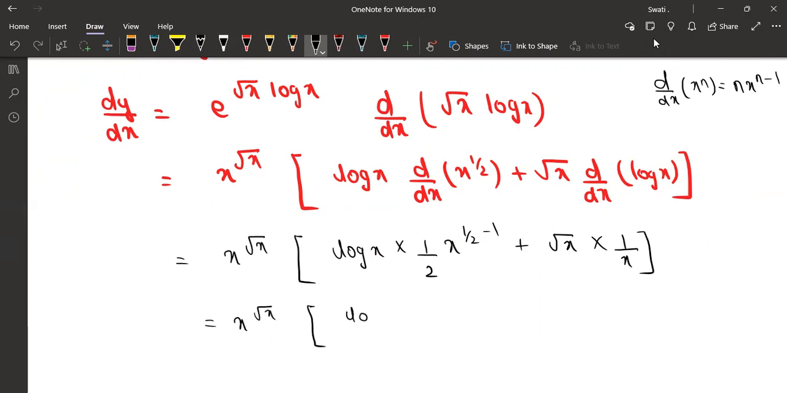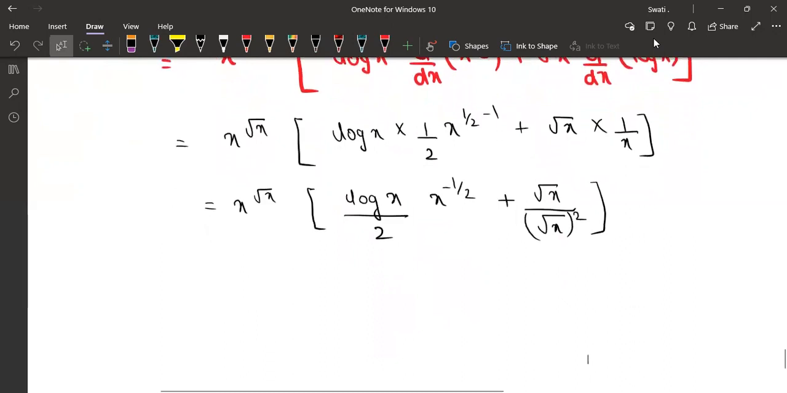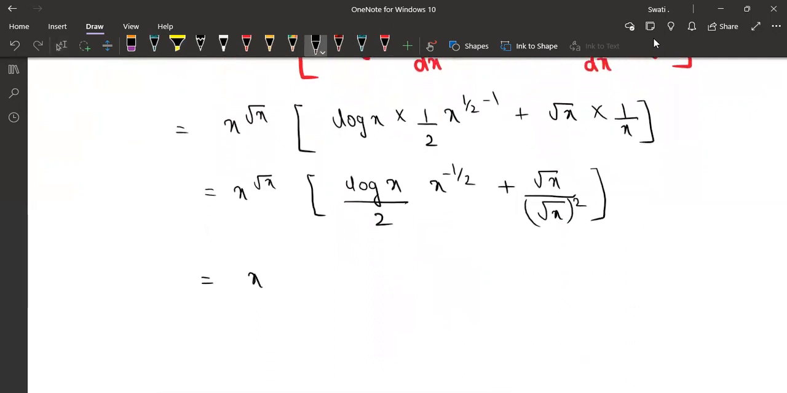This will become x raised to root x. If you simplify this, this will become log x upon 2, and this will become x raised to half minus 1, which is minus half. Plus this will become root x over x. I can also write this x as root x square, because we know that square and root will get cancelled, so it is actually x only, right? I have done this just to simplify my answer. Now this will become x raised to root x, and this will become here log x by 2. You're using the property of exponent. We know that a raised to negative m will become 1 upon a raised to m.